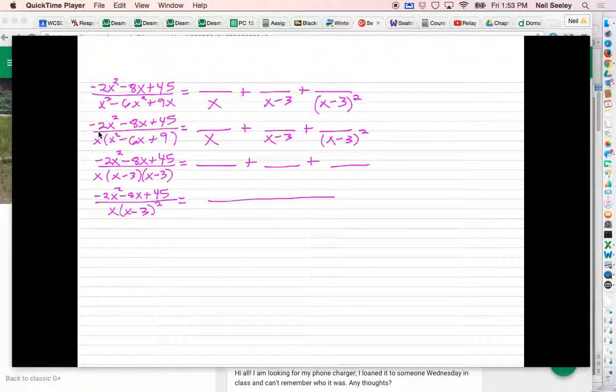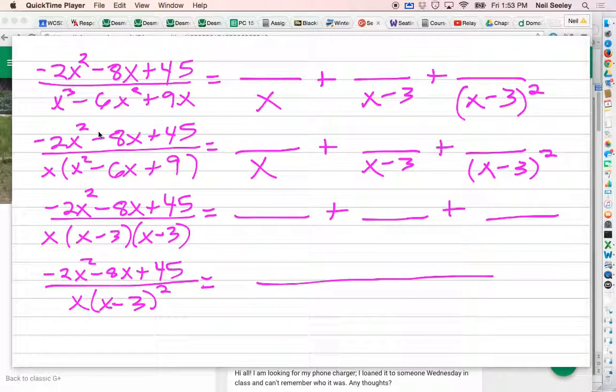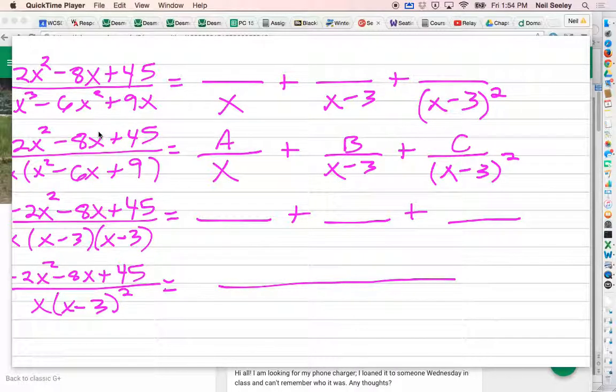Now we're going back. So when you see this factored down to x times x minus 3 squared, this is actually going to help us in our process. So here you go. So x minus 3 squared, make sure you have x minus 3 and x minus 3 squared. The numerators are a, b, and c, so you just need a variable to put up there. We're going to go find them.